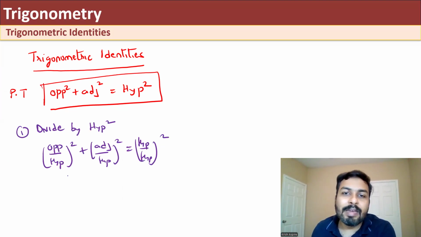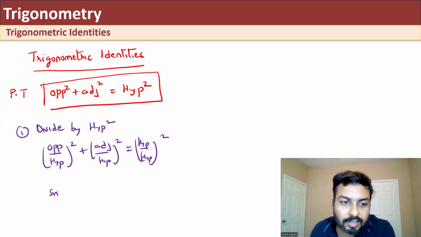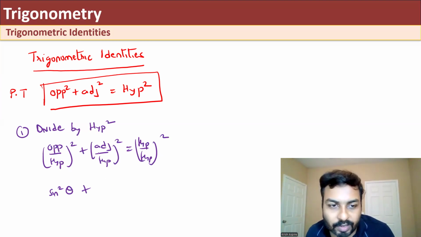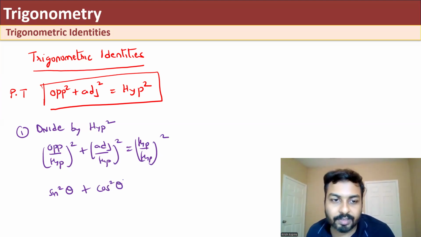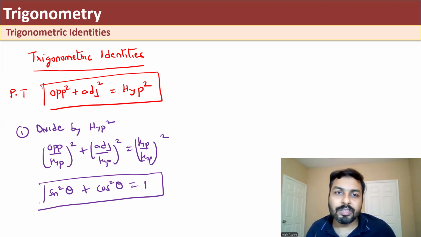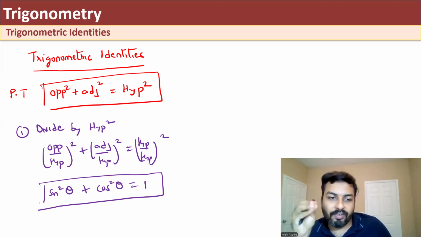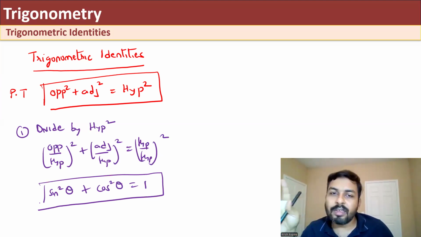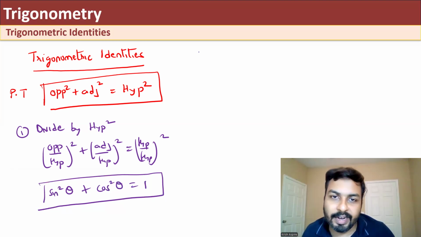So what is opposite by hypotenuse called? We just now saw, opposite by hypotenuse is called sine theta. That is sine square theta. What is adjacent by hypotenuse called? What is the trigonometric ratio? Cos theta. So it is cos square theta equal to 1. So my first trigonometric identity is sine square theta plus cos square theta is equal to 1. Irrespective of whatever angle theta you take, this will always be satisfied. This is the first trigonometric identity.